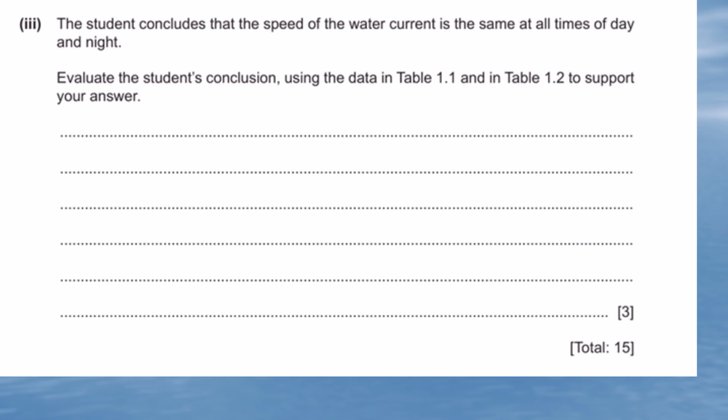So we're told here that the student concludes that the speed of water currents is the same at all times of day and night. We are to evaluate the student's conclusion using the data in table 1.1 and table 1.2 to support our answers.